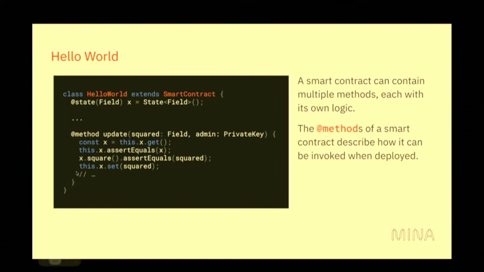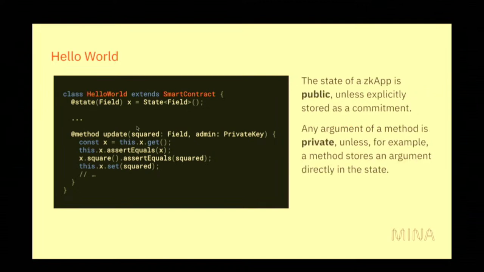Again, you don't have to worry about this code running unless all of these assertEquals are true. The code will run on the user's computer, but they just won't be able to generate a proof. And if they can't generate a proof, none of this can be committed to the blockchain. So it's pretty straightforward in that way. The state of the ZK app is public unless it's stored as a commitment, but that's pretty easy.